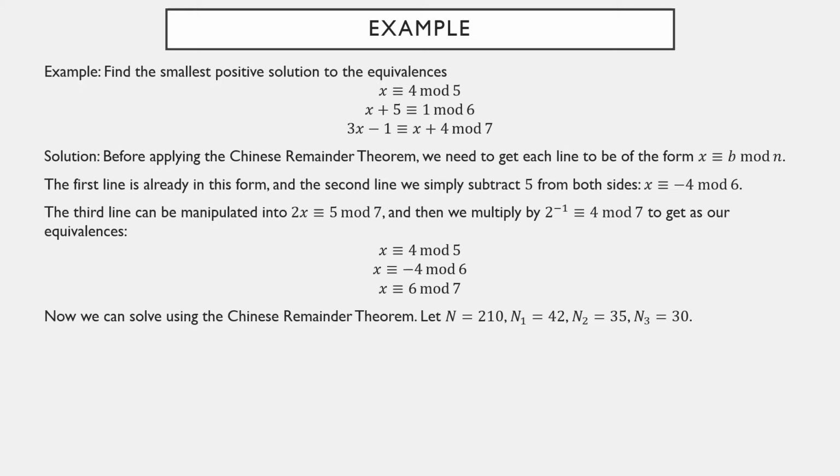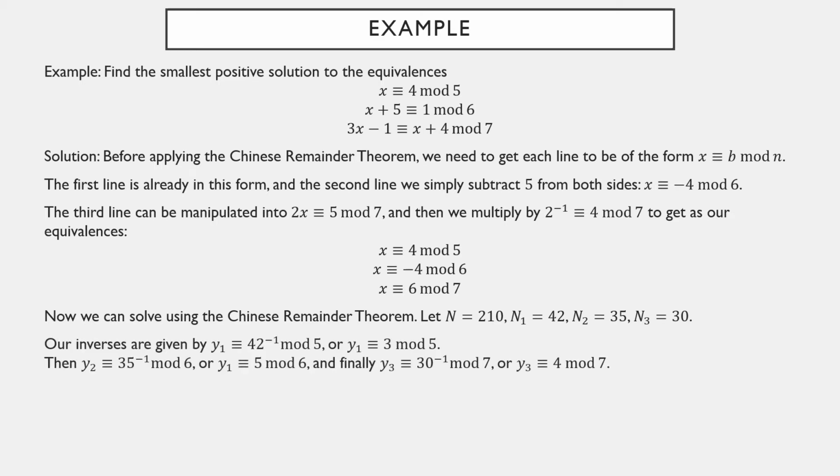So we let capital N be the product of all the bases. 5 times 6 times 7 is 210. Capital N1 is the product of the ones except the first. Capital N2, the product of the bases except the second, etc., etc. We now need to find inverses. For example, y1 is capital N1 inverse mod little n1, or 42 inverse mod 5.